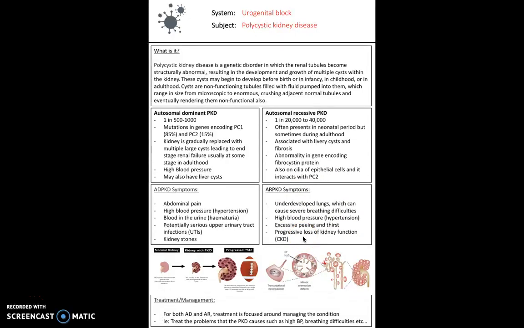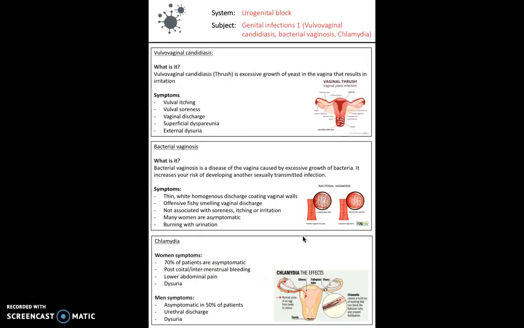The next 3 slides look at genital infections, so it's just a quick tour of the genital infections, and you do need to know more about them than what's included here. So the first one is vulvovaginal candidiasis. This is an excessive growth of yeast in the vagina that results in irritation. The most common symptoms are vaginal itching, which can be severe. Other symptoms include burning when urinating, white and thick vaginal discharge, and pain with sexual intercourse.